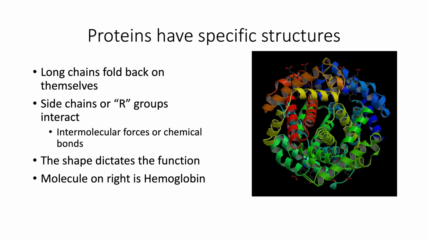Now, when you get a really, really long chain, they will fold back on themselves, and you get all sorts of interesting structures that will interact with each other. It's intermolecular forces, and it folds back on itself and forms a very, very complicated three-dimensional shape. That shape dictates the function. And why do they fold back on themselves?